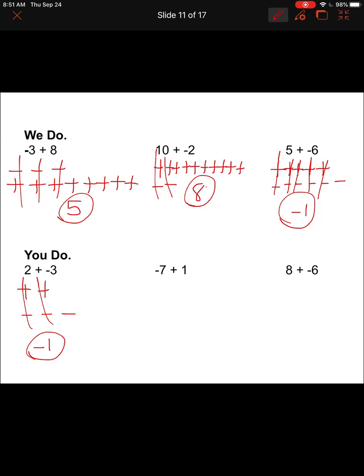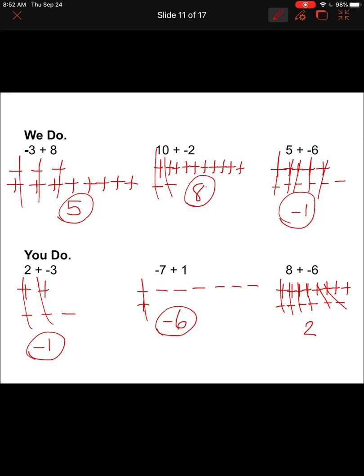Negative 7 plus 1. We have 7 negatives, 1 positive. Cross out your 0 pairs, and you're left with 6 negatives. 8 plus negative 6. We have 8 positives, 6 negatives. Cross out your 0 pairs, and you're left with 2 positives. So hopefully your answers matched up.